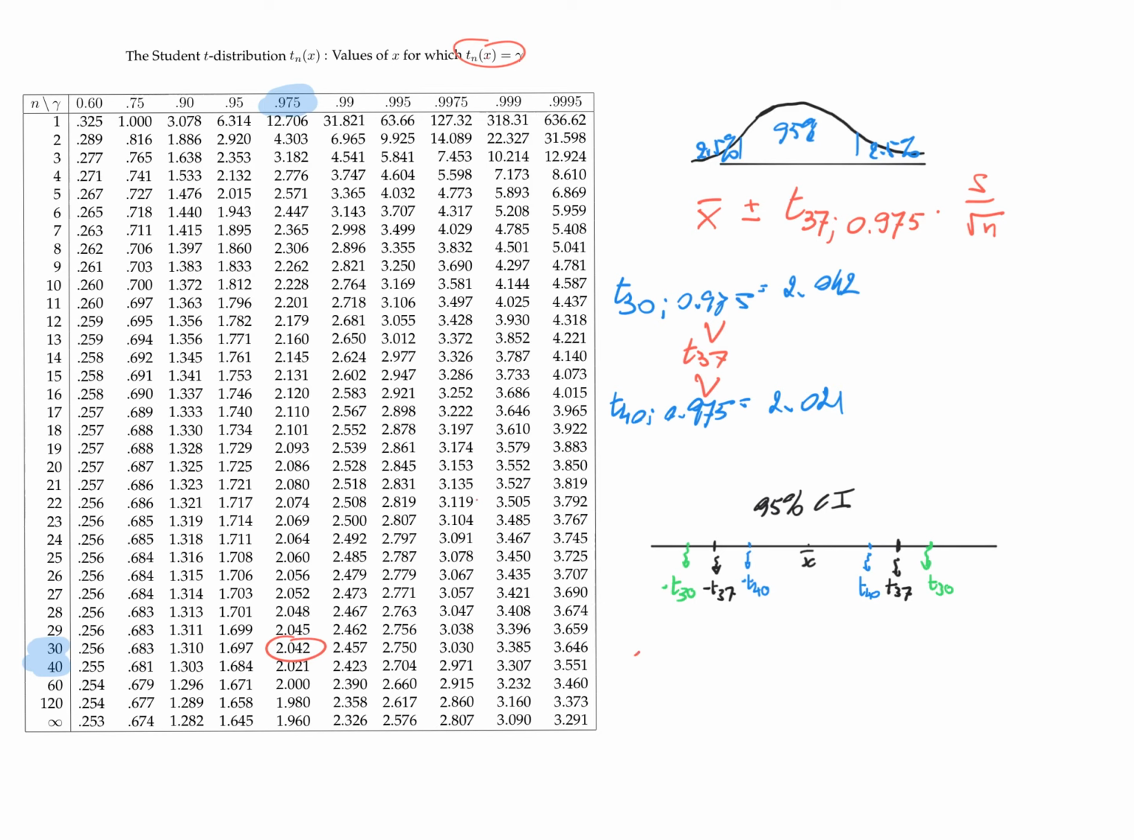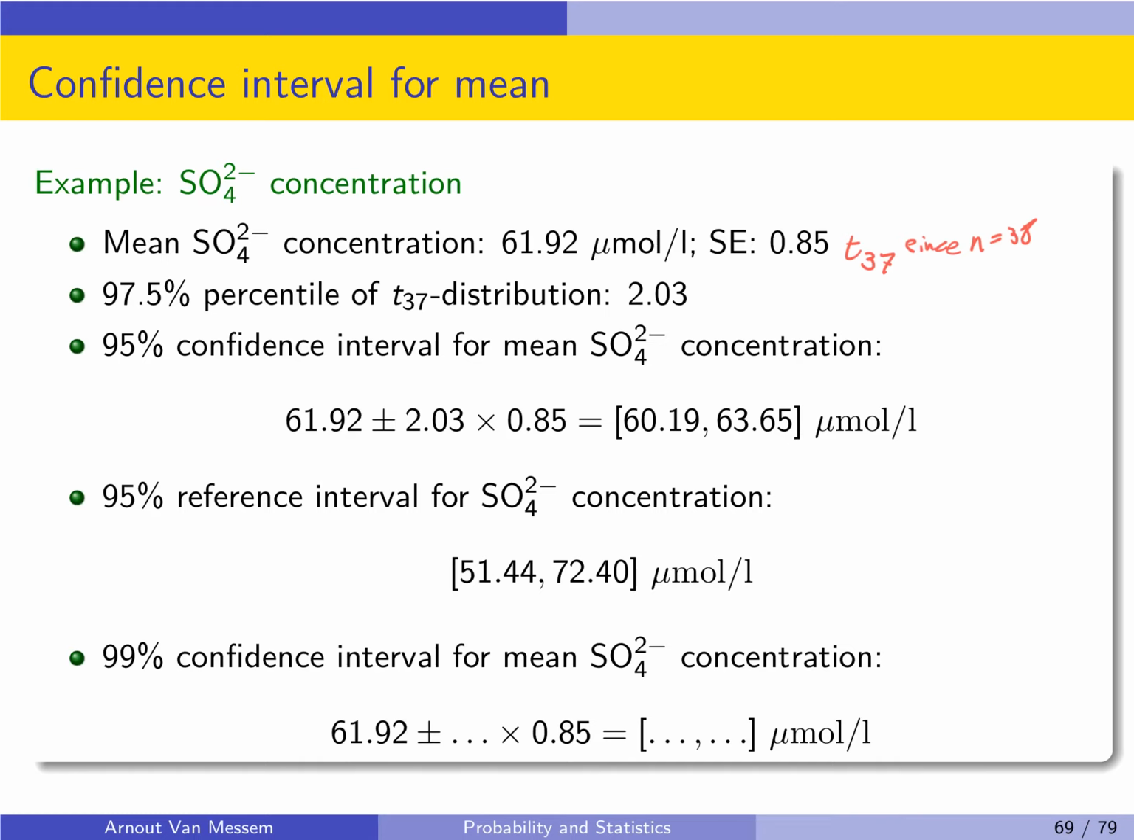And then the confidence interval becomes the sample mean, 61.92, plus or minus this quantile, 2.042, times my standard error of 0.85. On the other hand, we could also determine the quantile using exact values through the computer. In your computer program, in our case R, you will be able to find the quantile. If you look at the 97.5 percentile of a t37 distribution, you find a quantile of 2.03. This value lies indeed between 2.042 and 2.021.